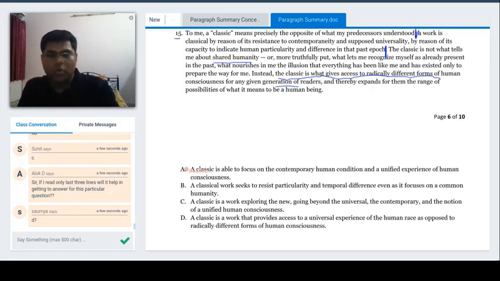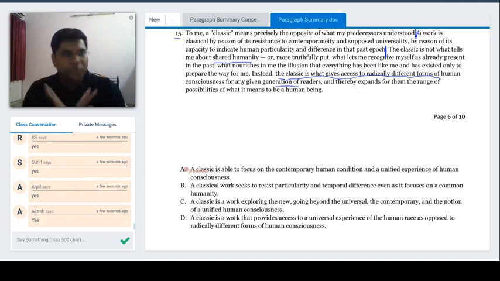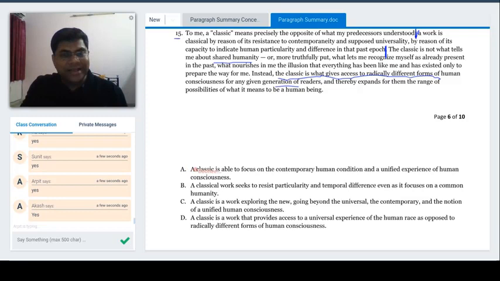So this is what I always tell people. You try to create your house of understanding with whatever you can pick from the passage. Jo samajh mein nahi aa raha, chodo usko. Jo samajh mein aa raha, usko pakad ke dekhenge kya hota hai. B says a classical work seeks to resist particularity and temporal differences even as it focuses on common humanity.